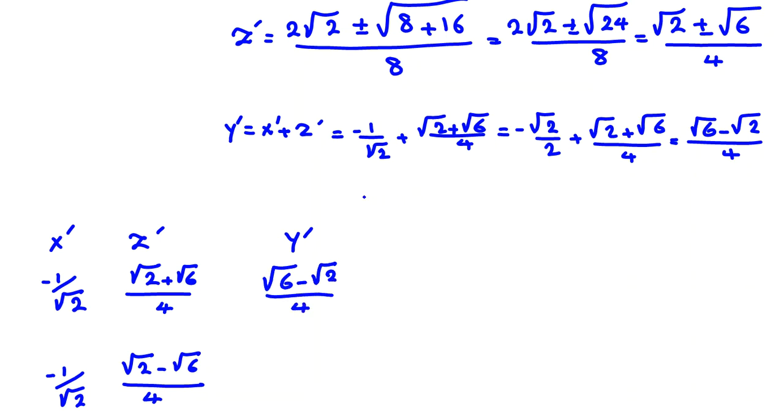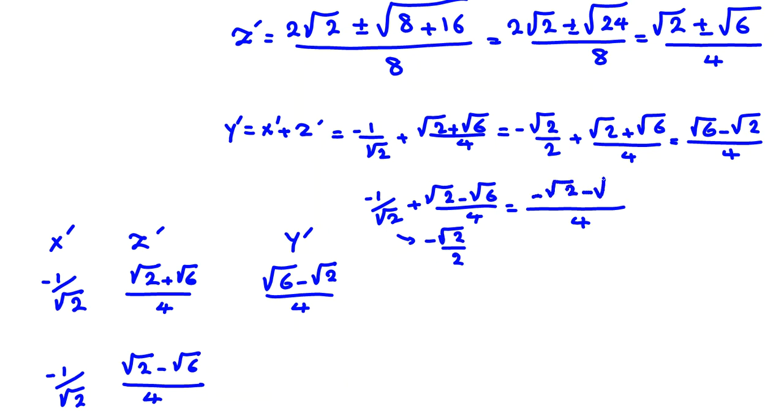In next case, it will be negative 1 over root 2 plus root 2 minus root 6 over 4. Again, you can use common denominator 4. It will be negative root 2 over 2. So negative 2 root 2 plus root 2 minus root 6. Okay, so let me write this case. Negative root 2 minus root 6 over 4.